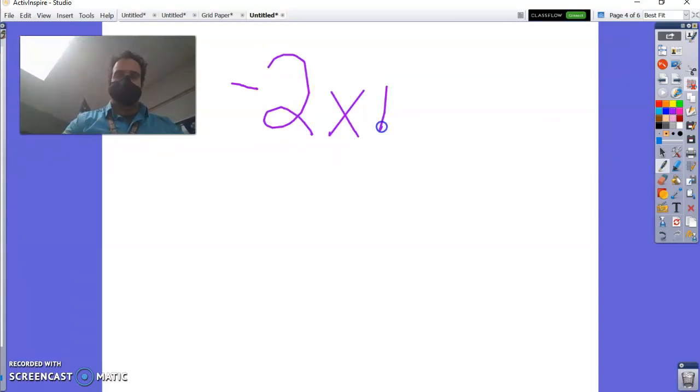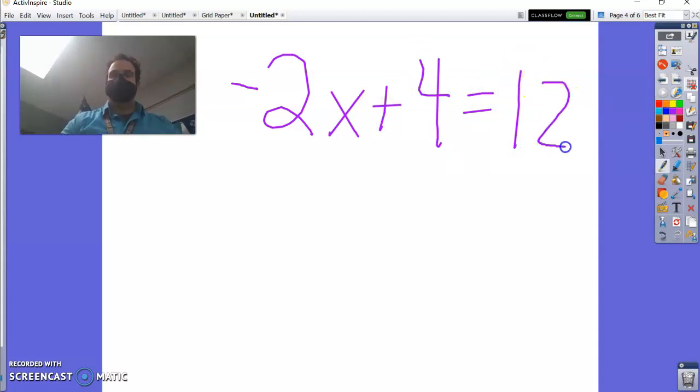2x plus 4 equals 12. This is where a lot of kids get stuck and they say, okay, that negative is going to mess with my mind. But you're smart kids. You won't get messed with.